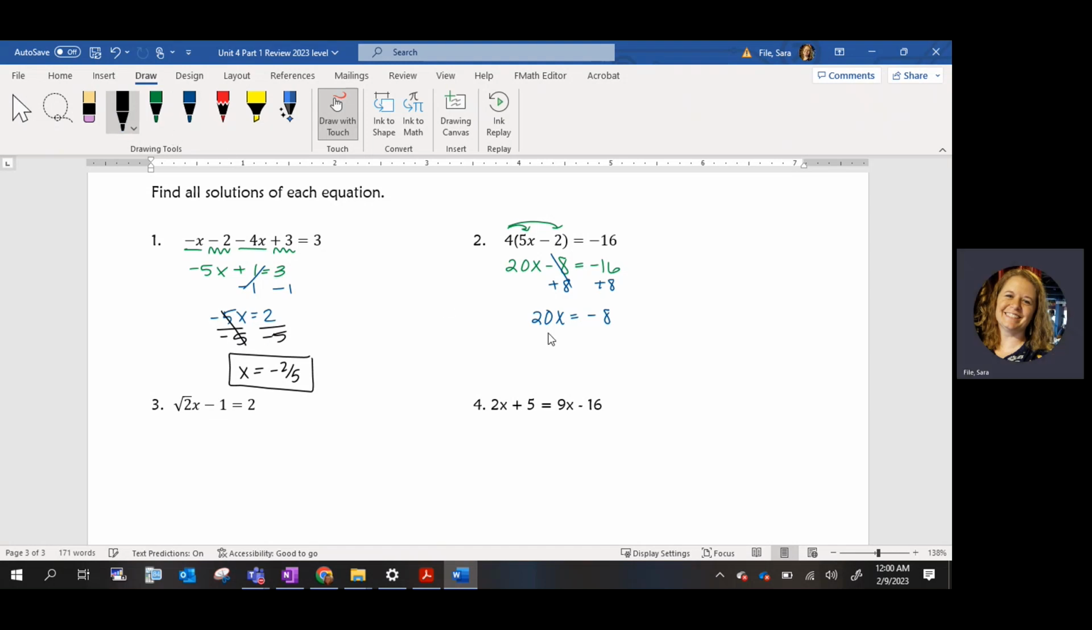And then get rid of the coefficient by dividing. And then this can be reduced. We can figure out 4 goes into both of those. 4 goes into 8 twice and into 25 times.